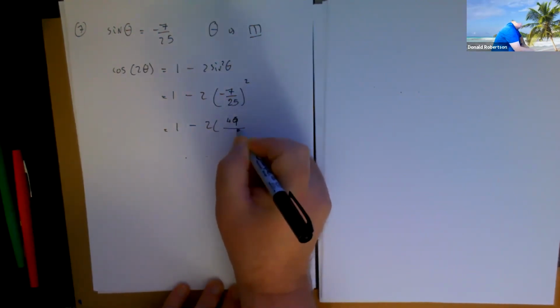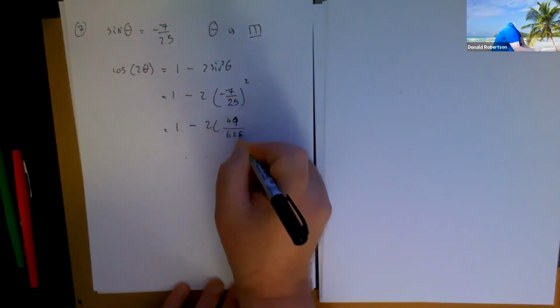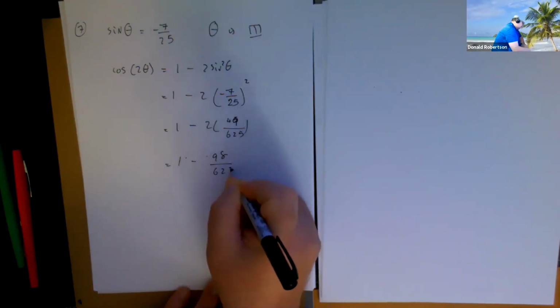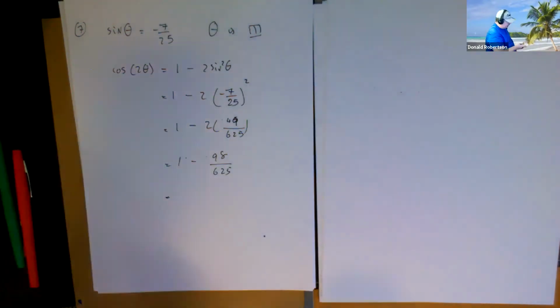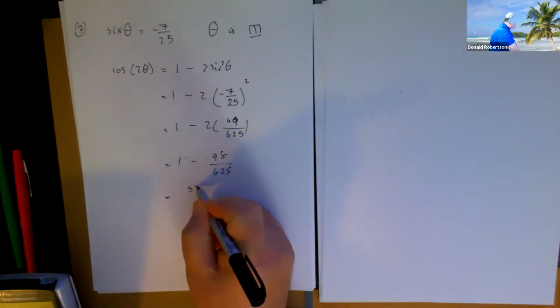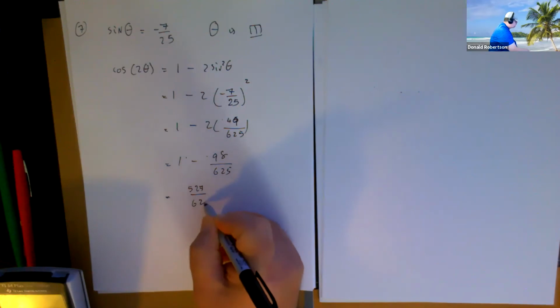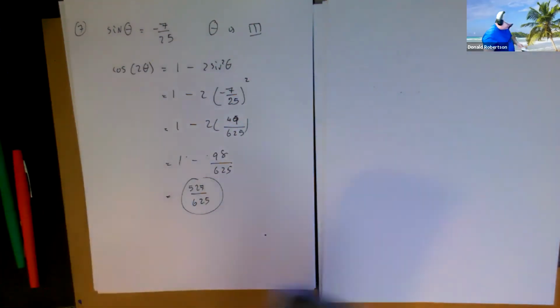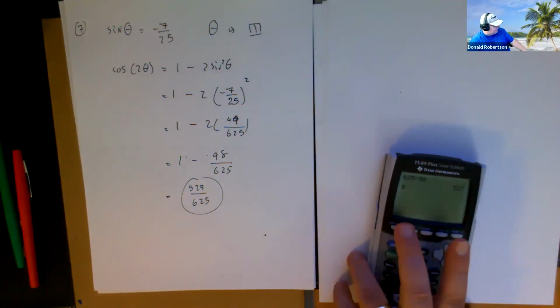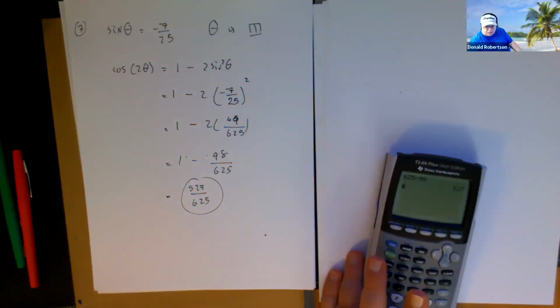49 over 625. In this case, 625 over 625. Take away 98. I get 527 over 625. And as ugly as that answer looks, it's actually correct. Are we good with that one?